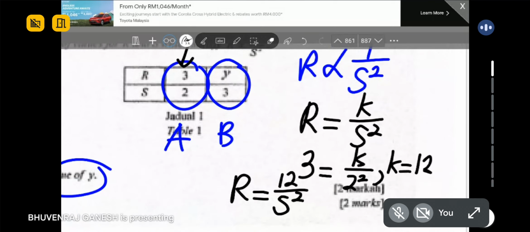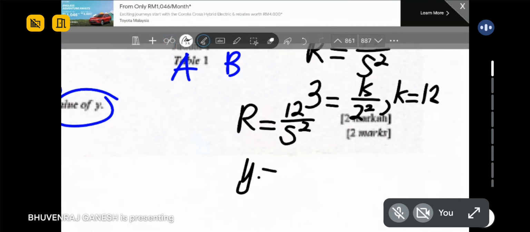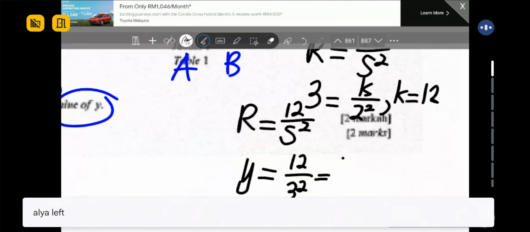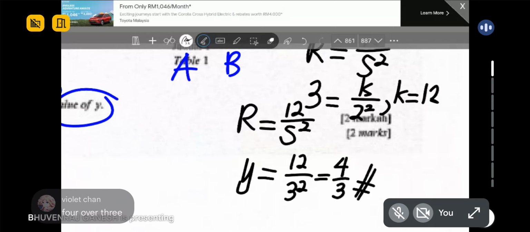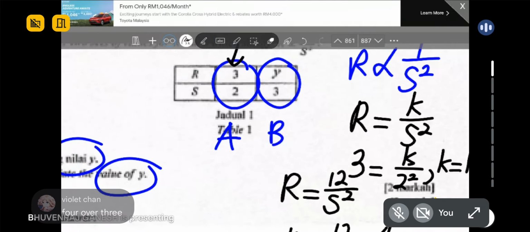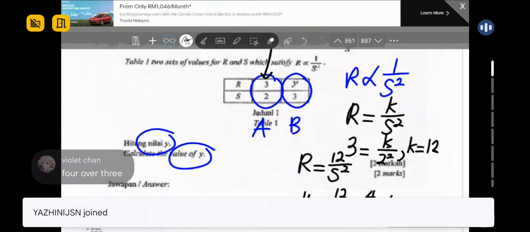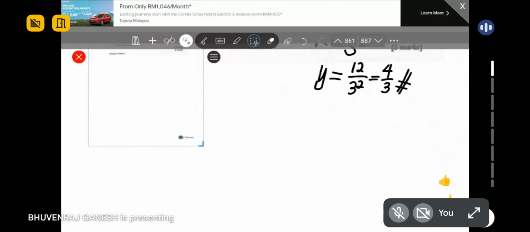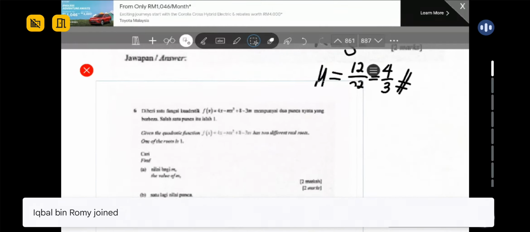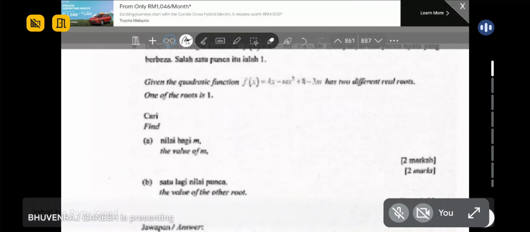So R equal to Y, S equal to 3. So kamu gantikan. So your answer is equal to 4 over 3. Understand, guys, how to get the answer? Jelas for question A? Straightforward, guys. Okay, very straightforward. Okay, all right. Next one. So next one is question 6. Soalan ke-6. Okay, so question 6 is on quadratic function.